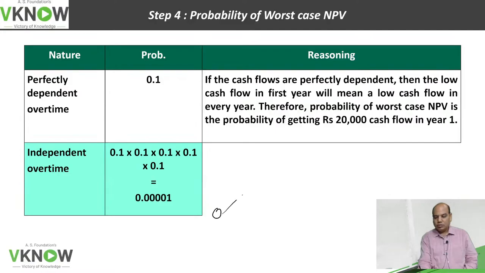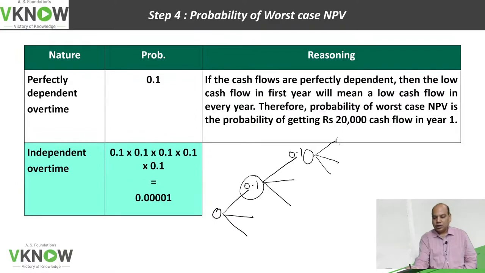In year 1, we can get 0.1. Then in year 2, we can get 0.1. We can get other also. In year 3, we can get 0.1. In year 4, we can get 0.1. In year 5, we can get 0.1. So what is the probability of getting 0.1, 0.1, 0.1, 0.1 in all the years?